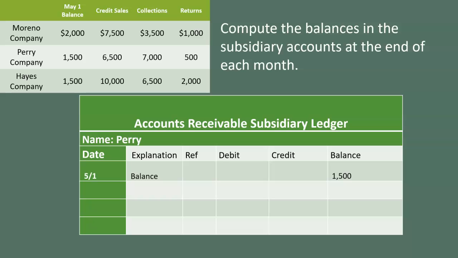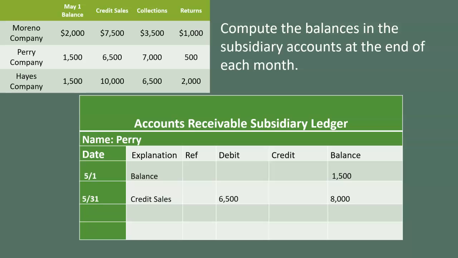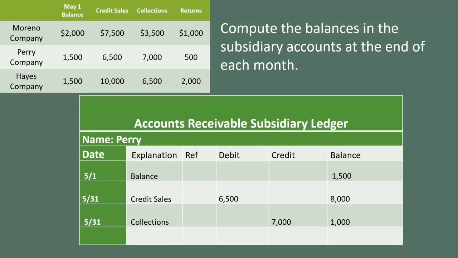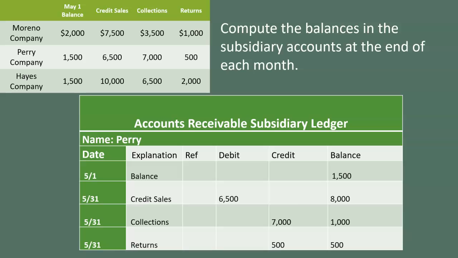Same steps. We put in their May 1st balance of $1,500. We made $6,500 in sales to them. So we debit the $6,500 and we add that number onto the $1,500 to get our new balance of $8,000. We collected $7,000 from them this month. So we update the balance here in our ledger. And they also returned $500. So we credit the $500, which means at the end of the month, Perry Company only owes us $500.